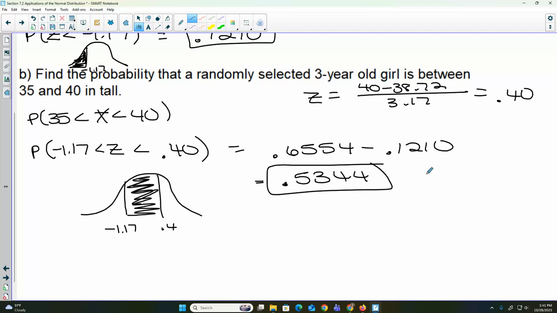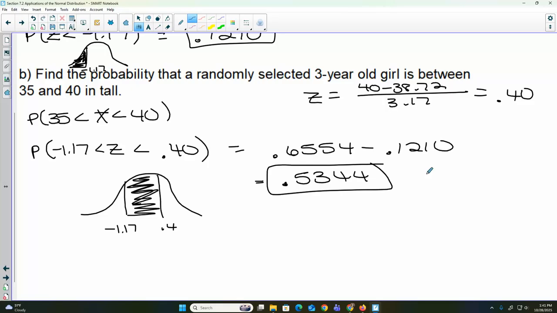So key here, you have to find the z's and then look up on the table. If you want area to the left, you just look it up on the table. Area to the right is 1 minus, between, bigger one minus smaller one. And you know you have to get something between 0 and 1 every time. So if you flip them, you would get a negative and you could catch it.